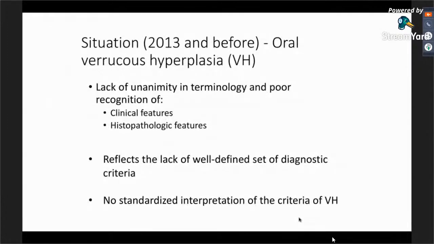So let's move on. In 2013, when I started taking an interest in oral verrucous hyperplasia, it was noted that there is a lack of unanimity in terminology and poor recognition of clinical and histopathologic features. It reflects the lack of a well-defined set of diagnostic criteria, and that there's no standardized interpretation of the criteria of verrucous hyperplasia.